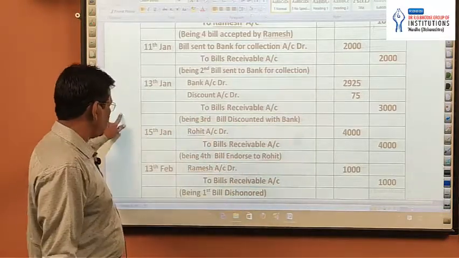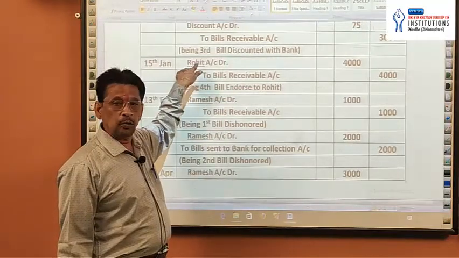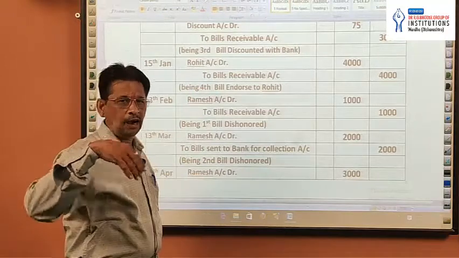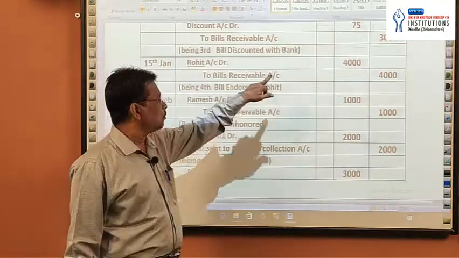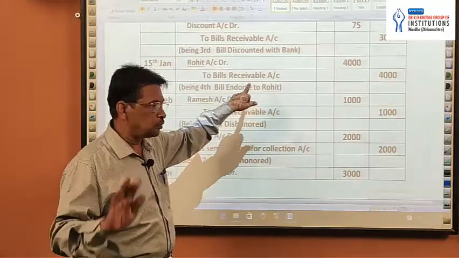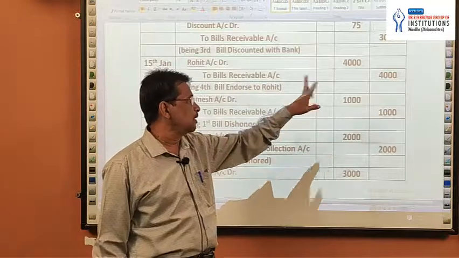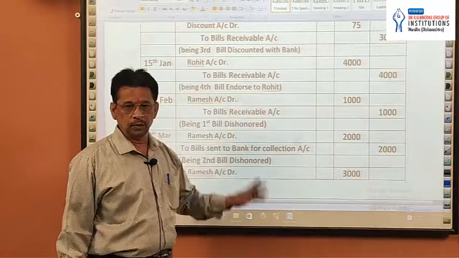And the fourth bill on 15th January was endorsed to Rohit. Endorse means hand over. Handed over to Rohit, the benefit goes to Rohit. So Rohit account debit 4,000, and credit what goes out, the bill goes out. Therefore, to bills receivable account 4,000, being fourth bill endorsed to Rohit.